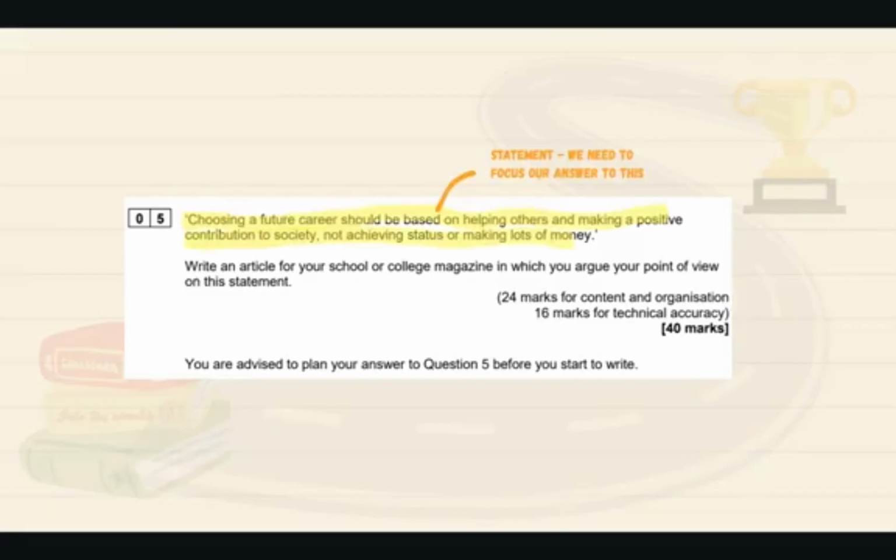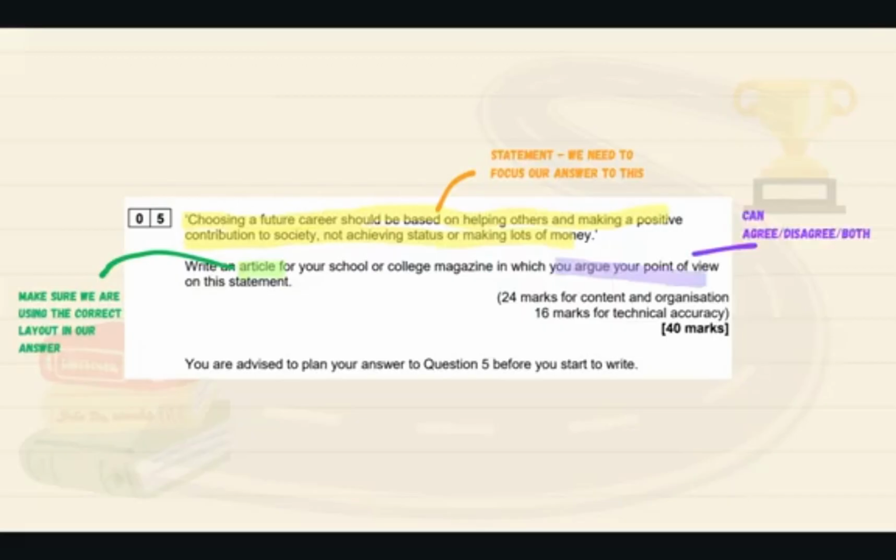So the first part is a statement and we need to make sure our answer is focused on this statement completely. The next part says write an article. This shows that we have to make sure we're using the correct layout in our answer. And where it says argue your point of view, this shows we can either agree, disagree, or both in our answer. And you have to look at 24 marks for content and organisation, which looks at your writing and structure, and 16 marks for technical accuracy, which focuses on your SPaG and vocabulary.